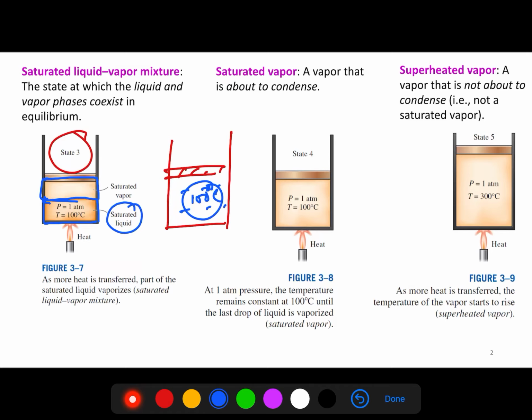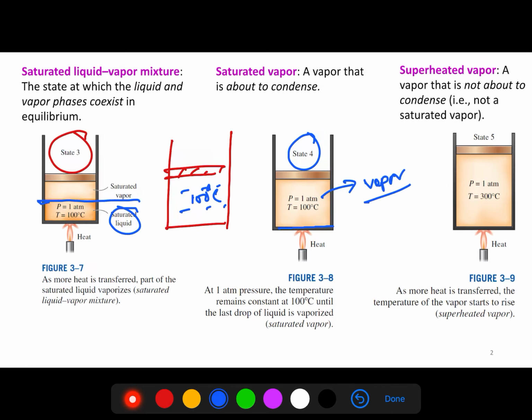So this phase 3 is actually the middle of the phase change process. You will see at some stage there will be 50% liquid, 50% vapor. But state 4 will be a situation where there will be no more saturated liquid. All saturated liquid will transform to saturated vapor.